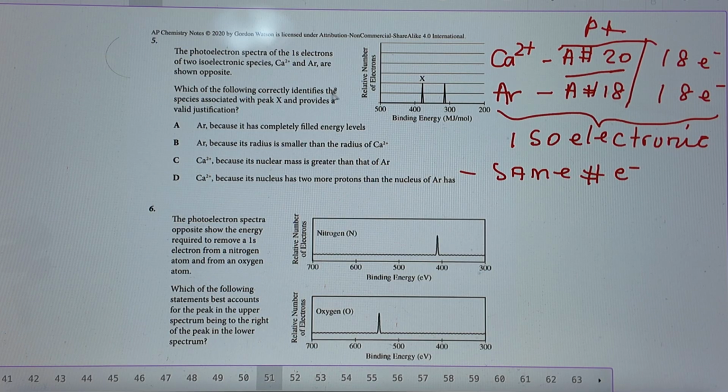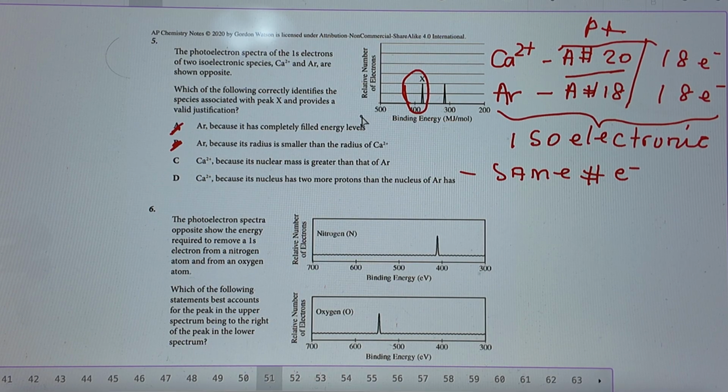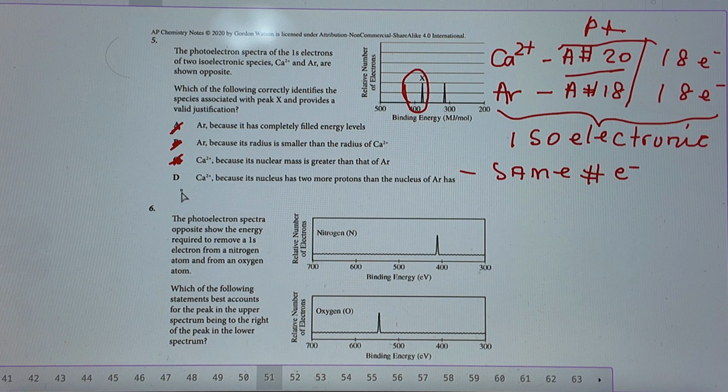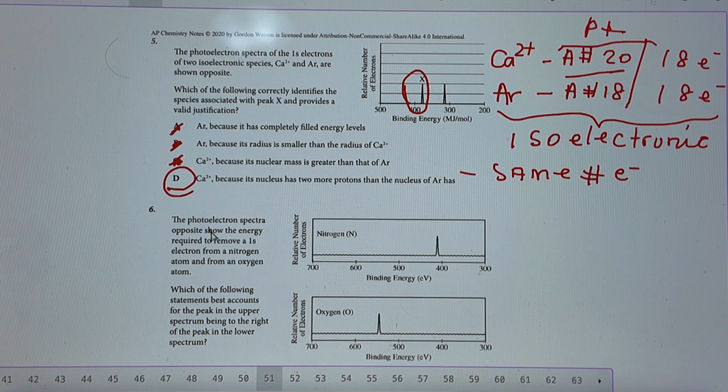So it says which would be associated with the peak X. So we already know peak X would have to be Ca. So we could remove these two. And Ca, because Ca2+, because its nuclear mass is greater. No, we didn't talk about mass. Mass has nothing to do with it. Weight has nothing to do with charge and pull. So we could take this out as well. And then lastly, Ca, because its nucleus has 2 more protons. Yeah, that's what we talked about. It has 2 more protons. And so then the nucleus of Ar has, and so they pull these electrons in closer. And so your answer is D. Okay, moving on.